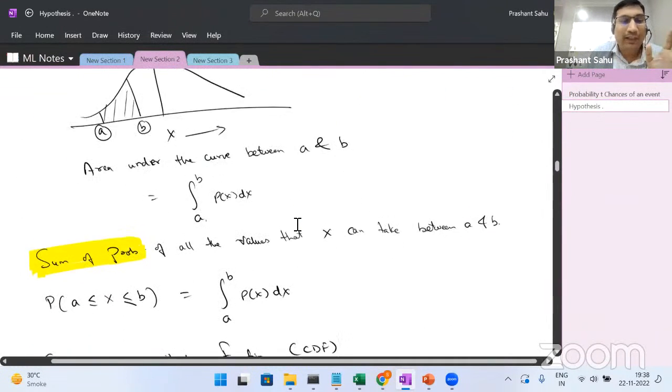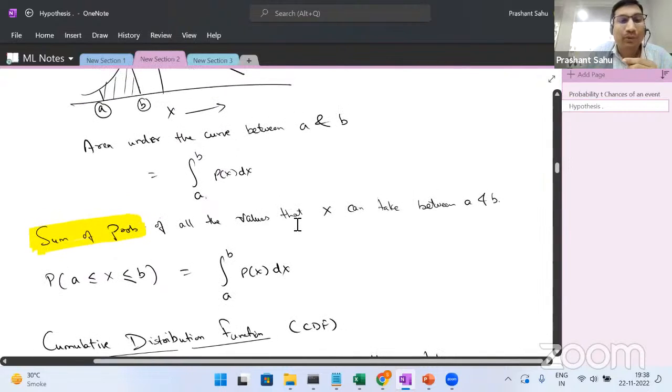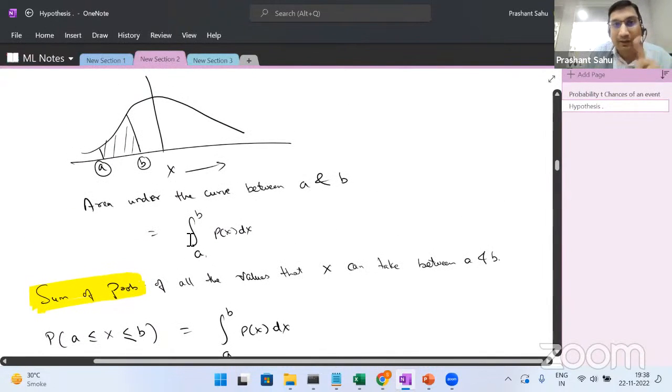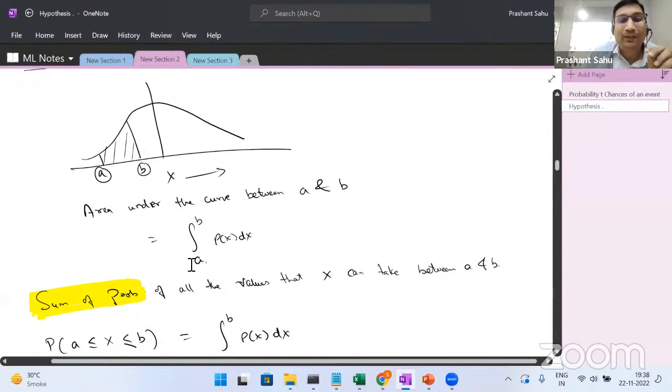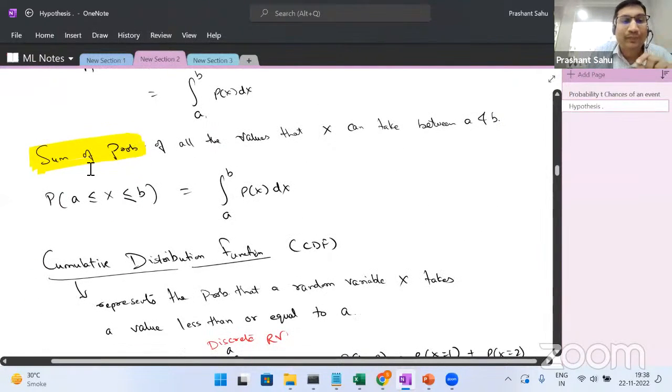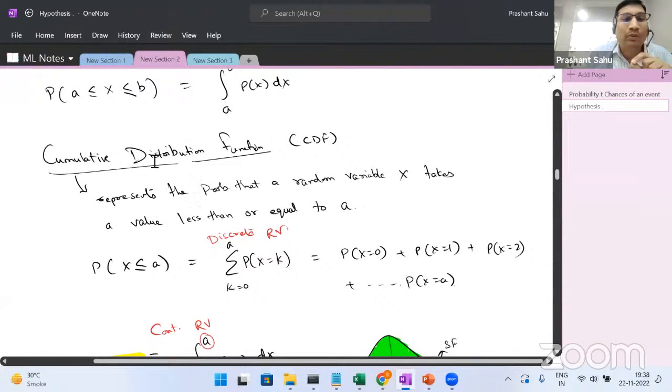Okay, so finally, let's come to the interpretation of the curves once again. So the area between A and B is interpreted as the sum of probabilities of all the values that this data, this variable x, can take between A and B. That is how you can interpret the area between A and B, right? So this is how we write it down mathematically. Fine. So how do you define the cumulative distribution function then?